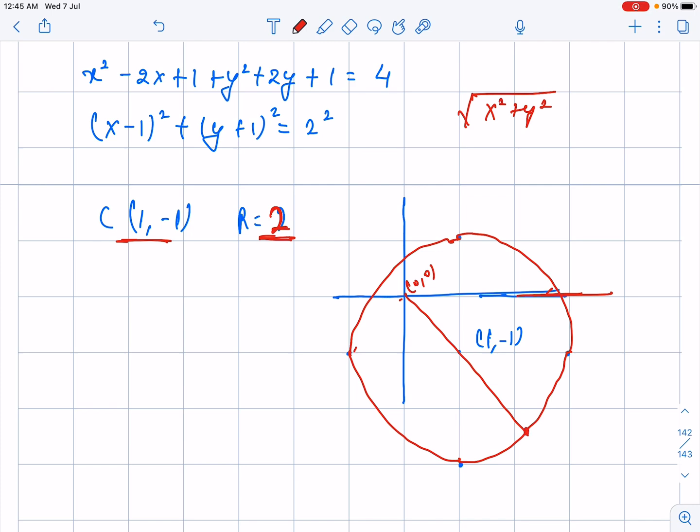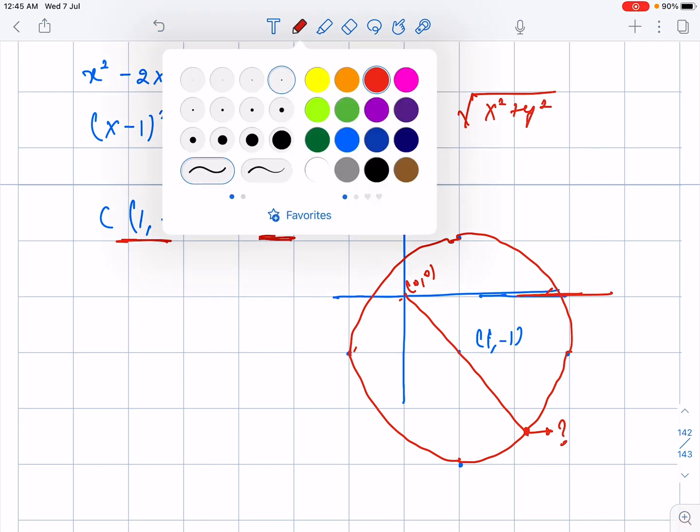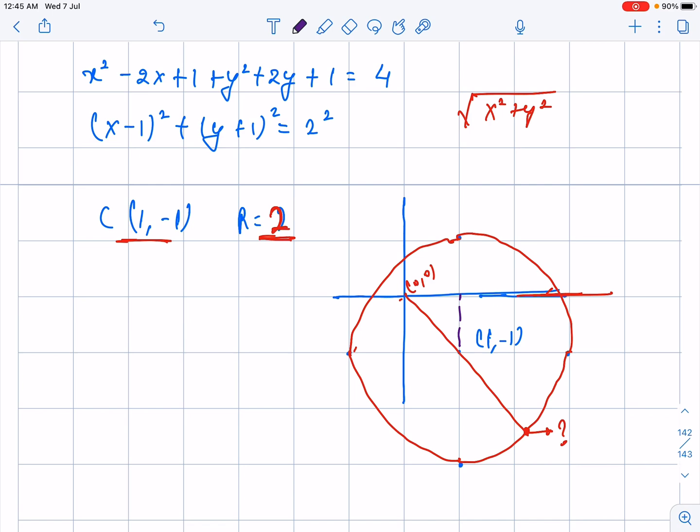Now guys, we have to get the coordinate of this point. What is the coordinate of this point? For getting it, we know this much is 1, again this much is 1, then this much is the radius of the circle, that is 2. Let us suppose we drop a perpendicular from this point upon the x-axis, and this is the perpendicular dropped upon the y-axis.